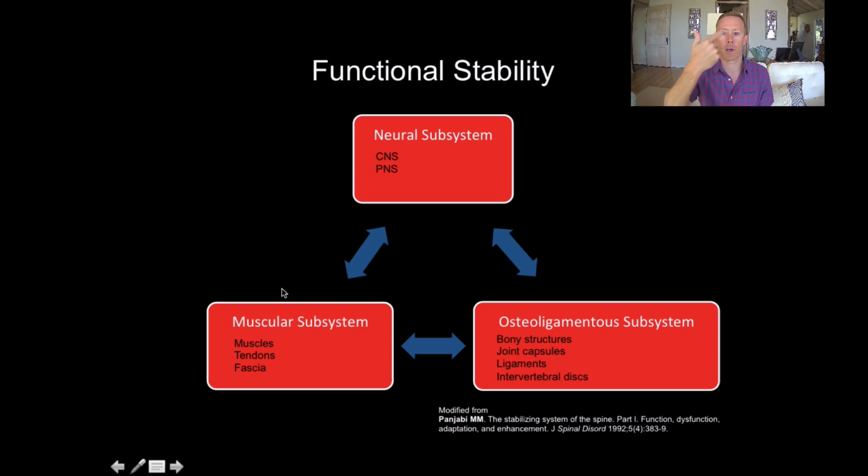So the three are really working together, and again, I find it useful when people have particular injuries and we're discussing stability. Visually, it can be nice to see how these three work together. So I hope that's helpful to you.